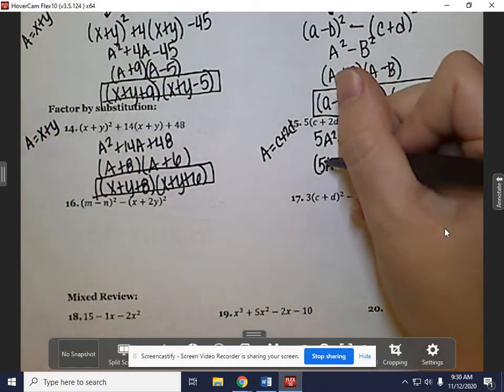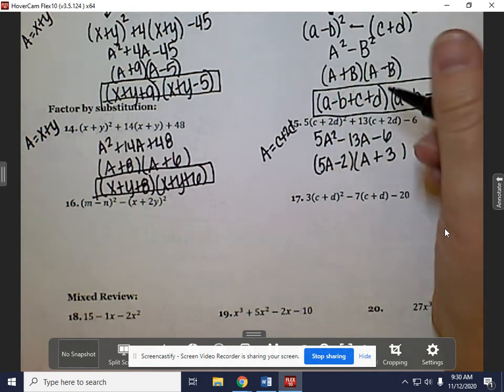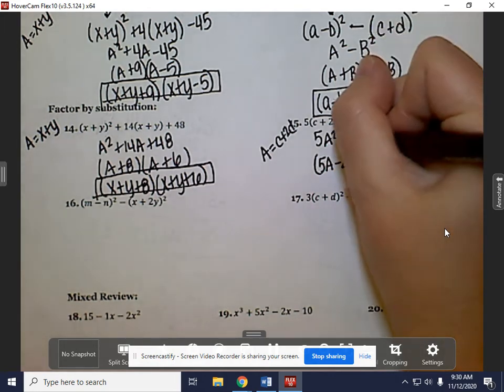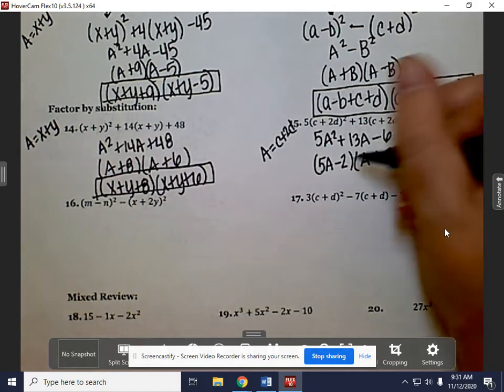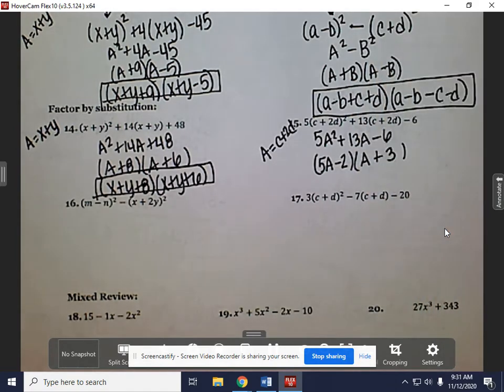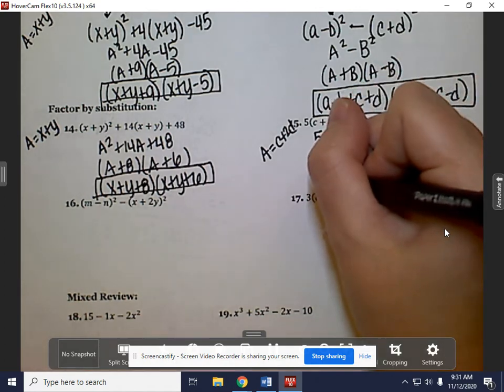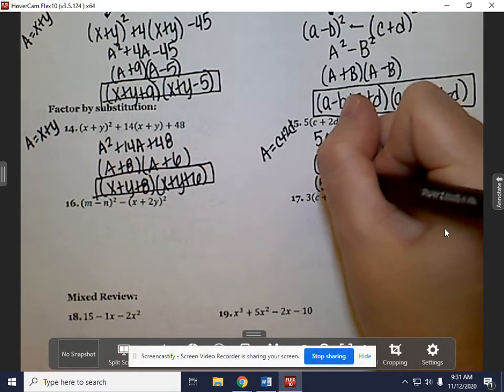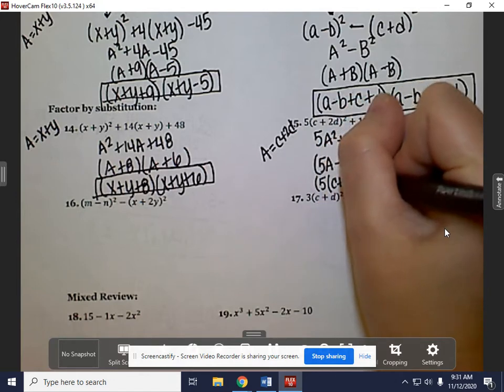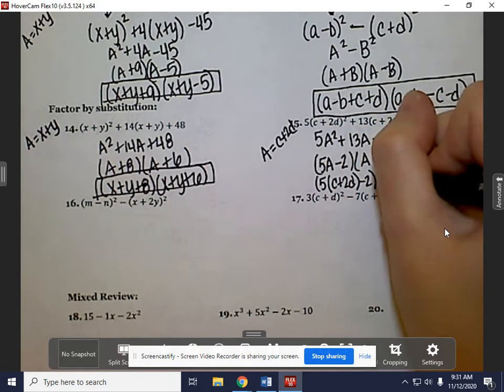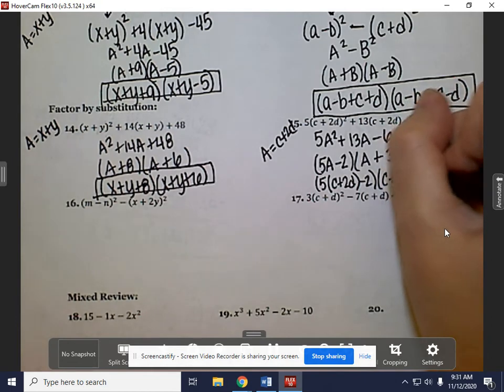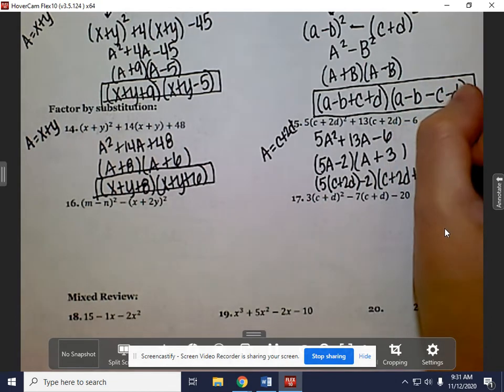Wait, I did my signs wrong. Right? Because oh, no, that's a plus. All right, I knew I did something wrong. Okay, that makes sense. 15 minus 2 gives me 13. And then just go replace your a with your c plus 2d. So just be careful. So it's 5, and then c plus 2d minus 2, and then c plus 2d plus 3.